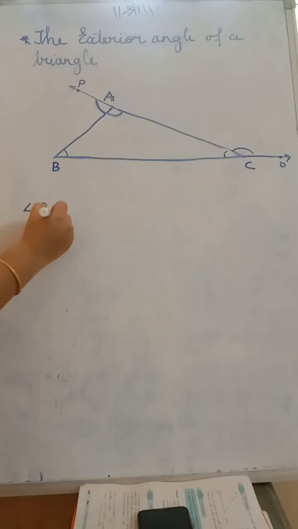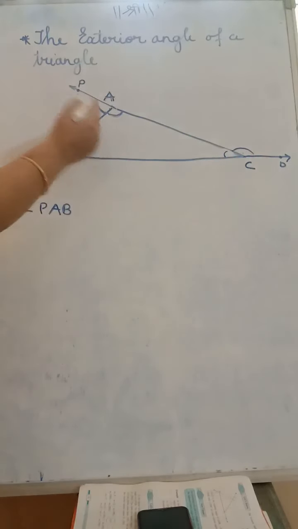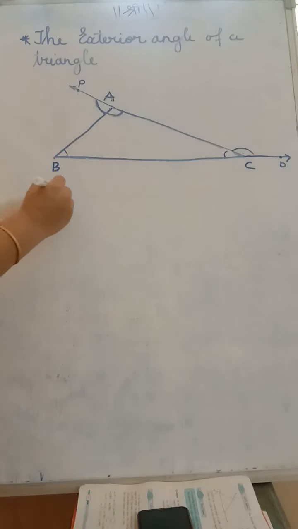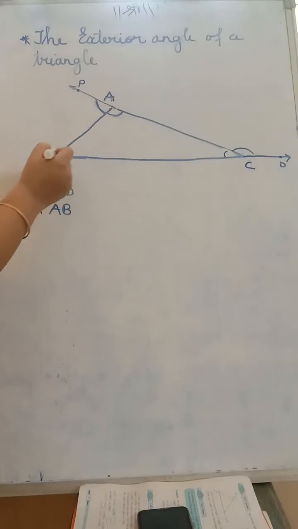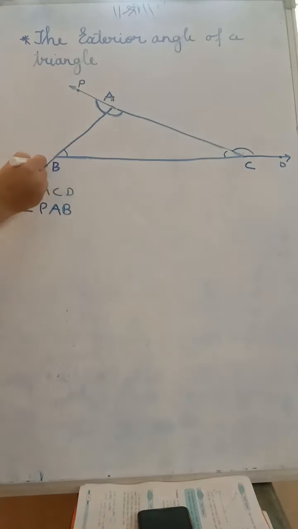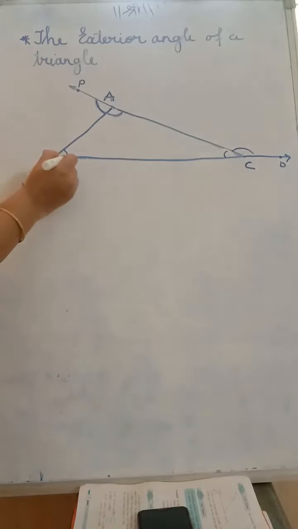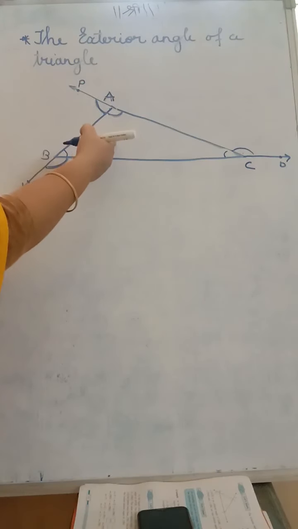Angle PAB is the other exterior angle. Earlier it was ACD. Now if I extend this line down, AB down, will it be in this way? Suppose I give the name point Q here. So now this is an exterior angle, outside the triangle. The angles which are outside the triangle are called exterior angles, and the angles which are inside the triangle are called interior angles.